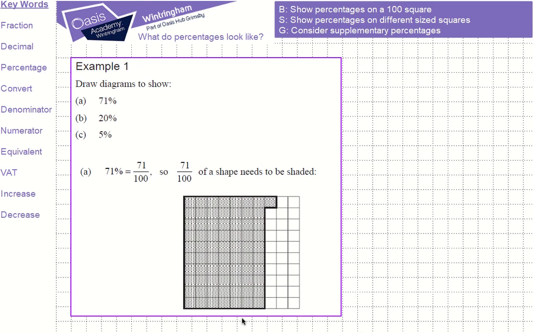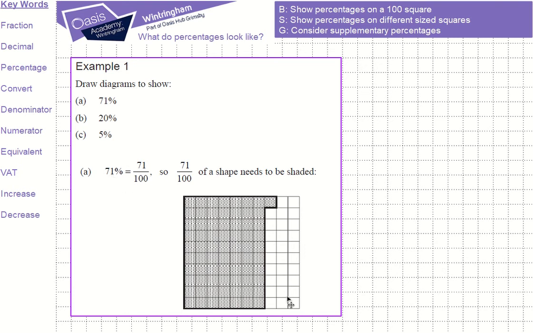So something like this. Our square is going to be 10 squares across and 10 squares up and down, and then that will give us 100. 10 multiplied by 10 is 100. And then we want 71 of those. And what we could do is shade in 7 columns, because we know each one of those is going to be 10. 10, 20, 30, 40, 50, 60, 70, and we need another 1, and that'll be 71 out of 100, which is 71%.